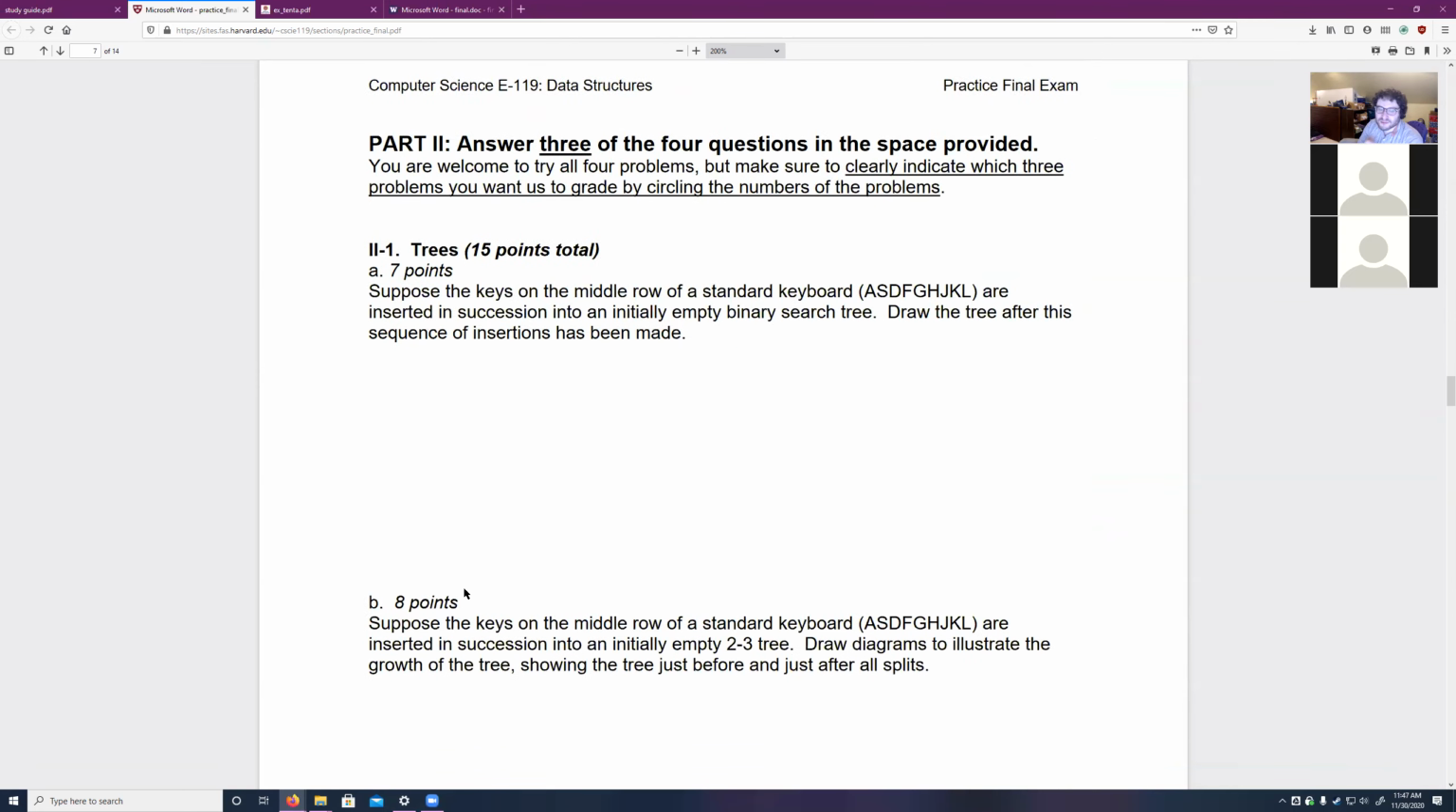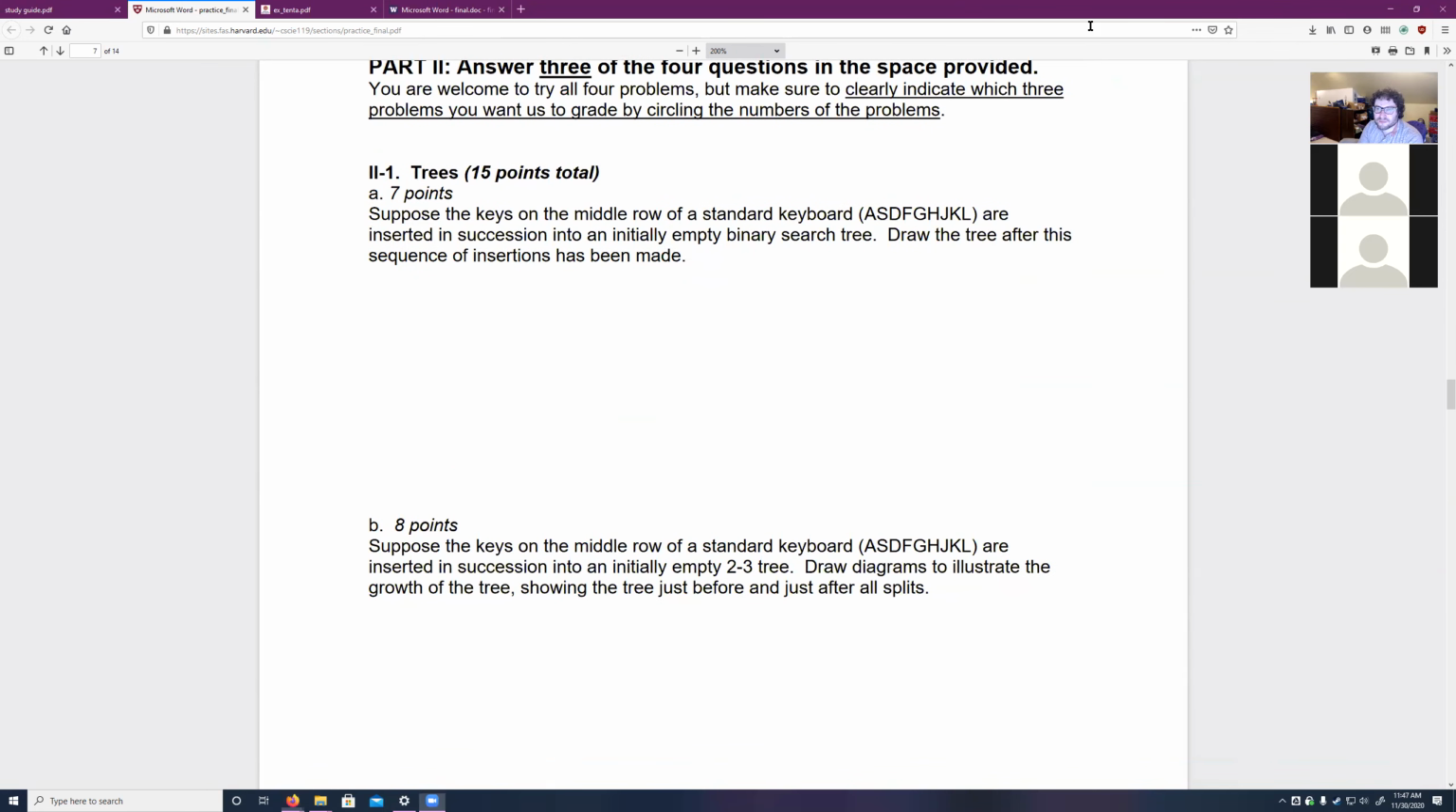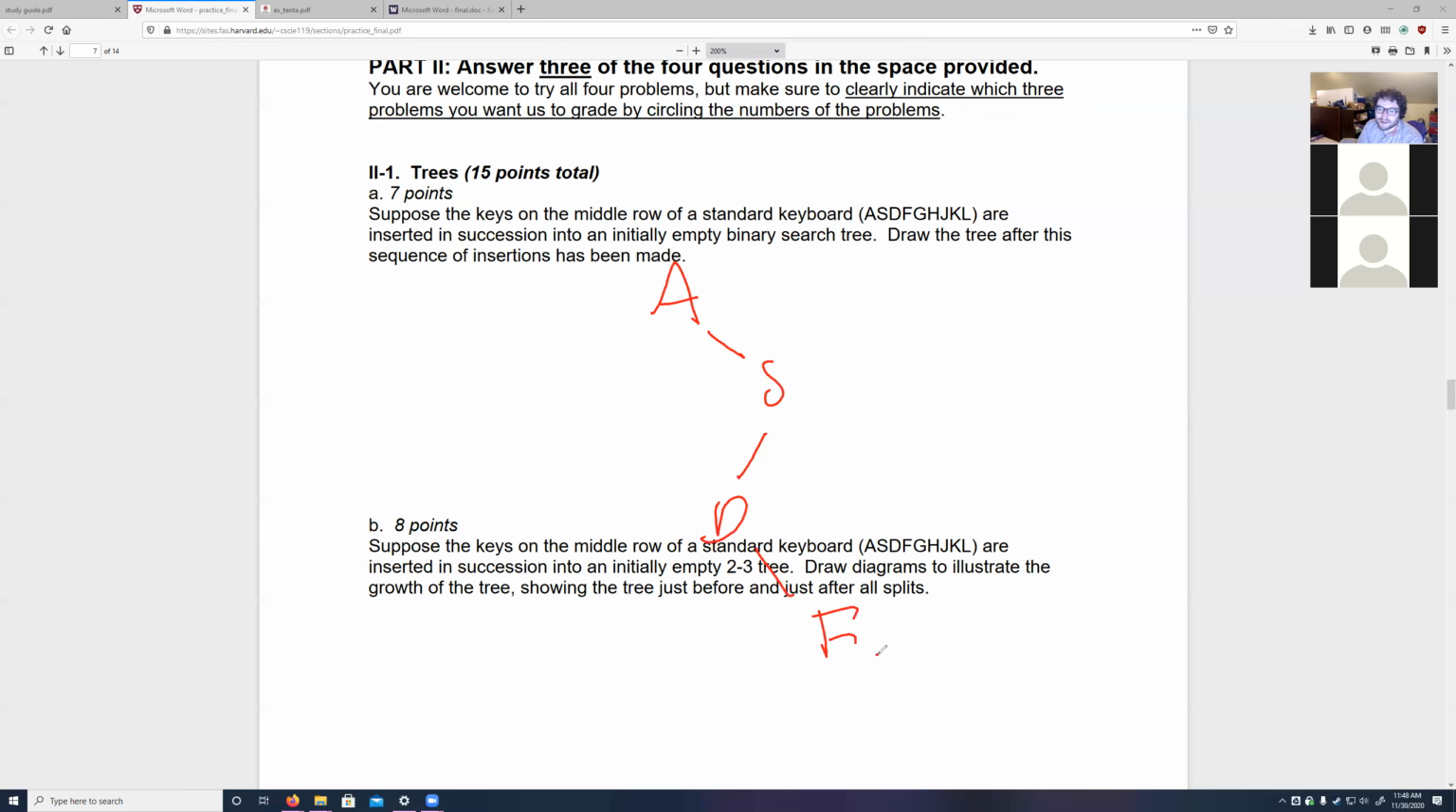All right, let's go ahead and look at this one. Suppose the keys in the middle row of a standard keyboard, A, S, D, F, G, H, J, K, L, are inserted in succession into an initially empty binary search tree. Draw the tree after all those have been added. So A, S comes after A, then D, then F, G, H, and then J, and then K, and then L. Very unbalanced tree here.